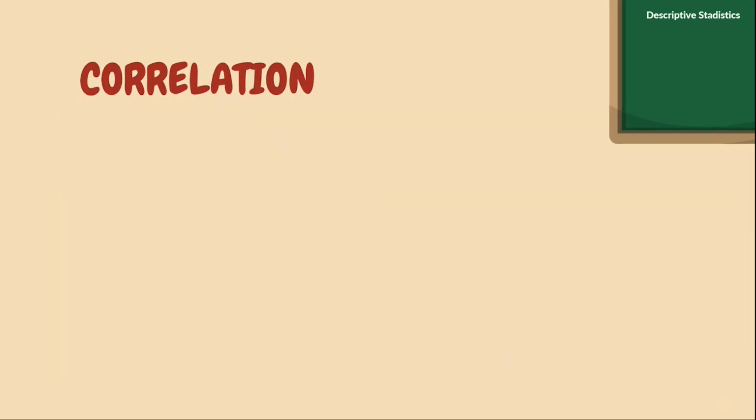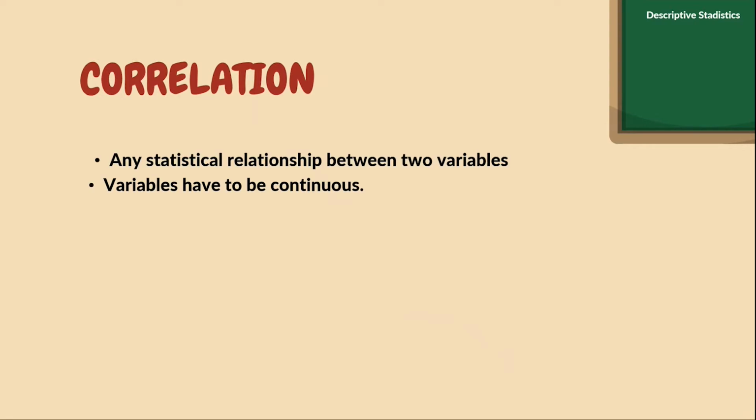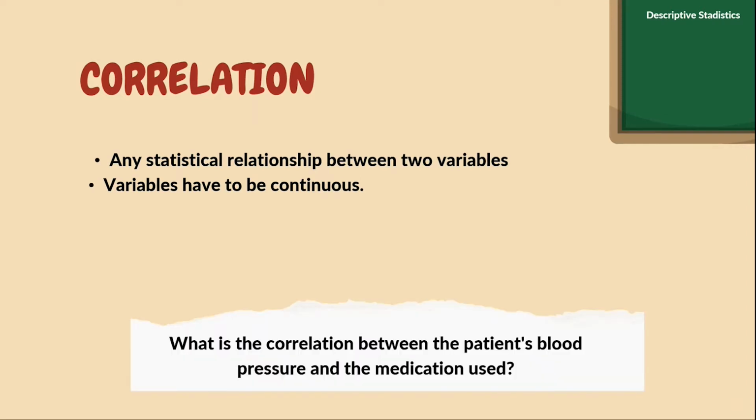Now let's see correlation. Correlation tries to measure any statistical relationship between two variables, and these variables have to be continuous. For example, what is the correlation between the patient's blood pressure and the medication used? In this example, there are two variables, the patient's blood pressure and the medication used.